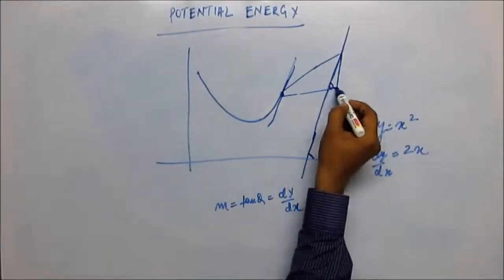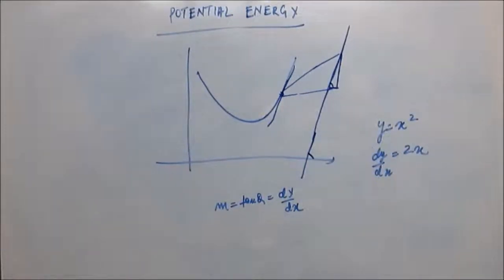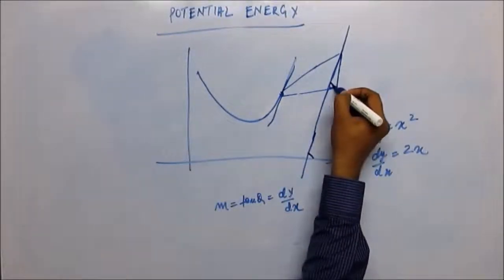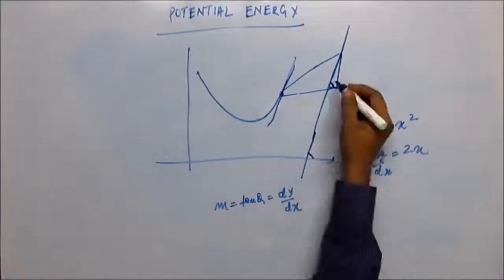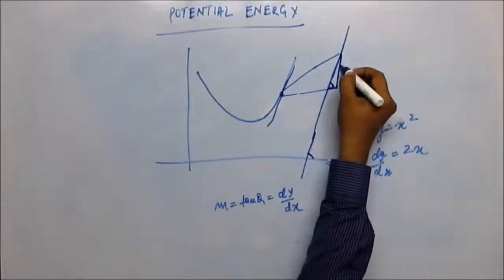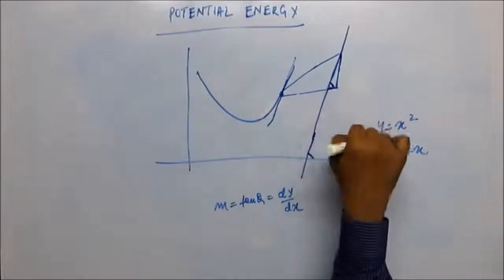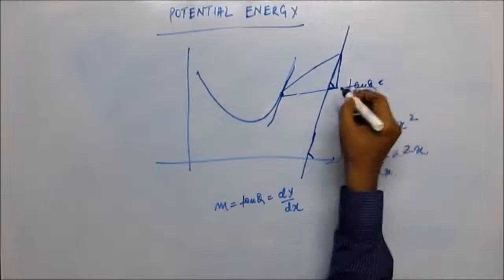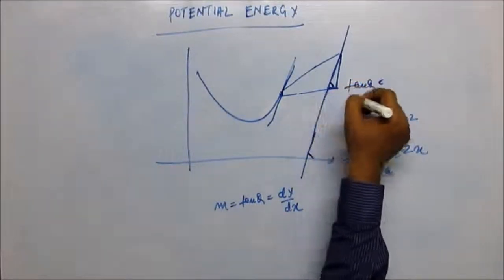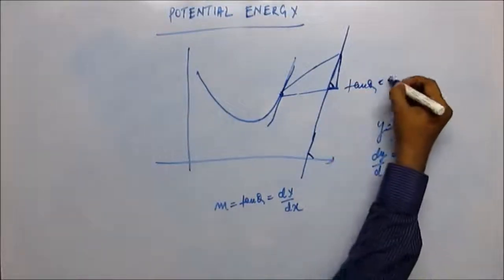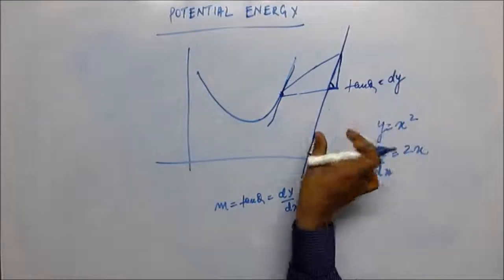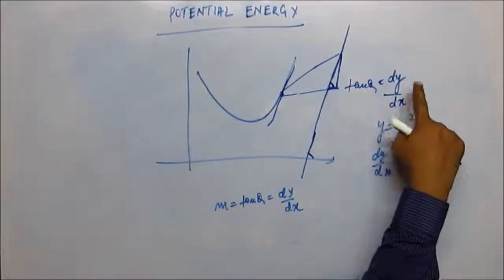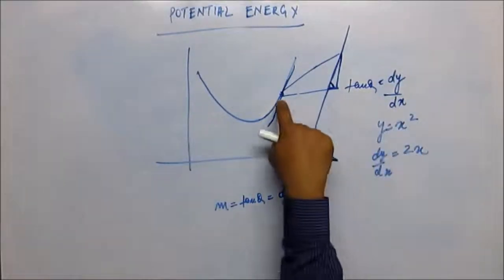Because this is parallel to the x-axis, these two are corresponding angles. So this angle is the same as the angle which the tangent makes. And if we consider this as a right angle triangle, which indeed it is, then tan theta is perpendicular upon base. Perpendicular is dy, the small increment in y, and base is dx, the small increment in x. So tan theta is dy by dx at this point.